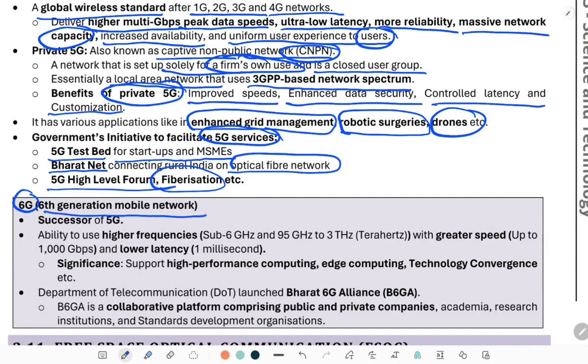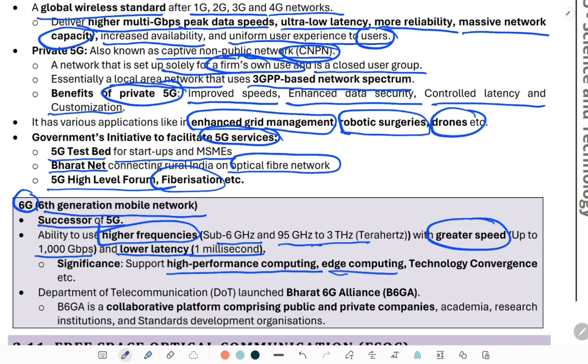6G is the sixth generation mobile network. It is the successor of 5G and has the ability to use high frequencies, that is 6 GHz to 95 GHz and 95 GHz to 3 terahertz, with a greater speed of up to 1000 Gbps and lower latency of 1 millisecond. Its significance is that it supports high performance computing and edge computing technology convergence, etc.